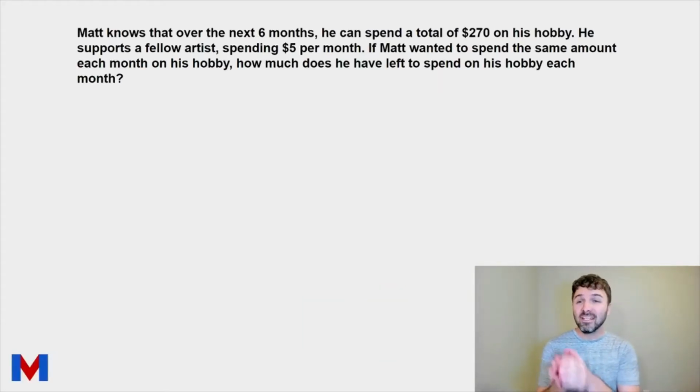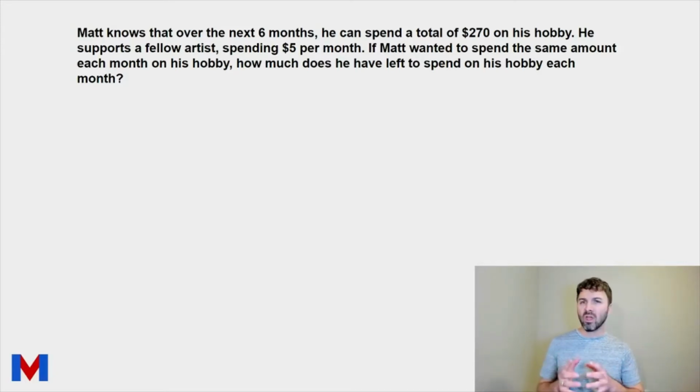Alright, for this, it says Matt knows that over the next 6 months, he can spend a total of $270 on his hobby. He supports a fellow artist, spending $5 per month. So if Matt wants to spend the same amount of money each month on his hobby, how much does he have left to spend each month?